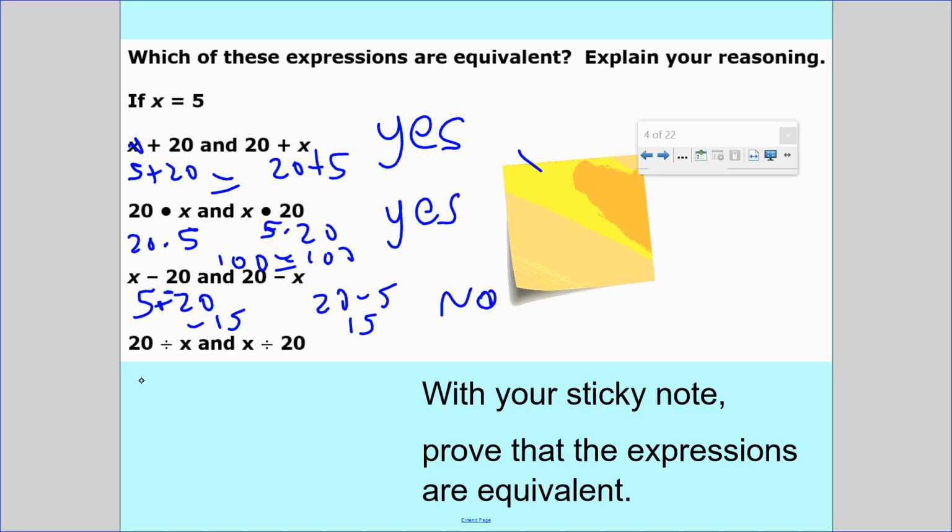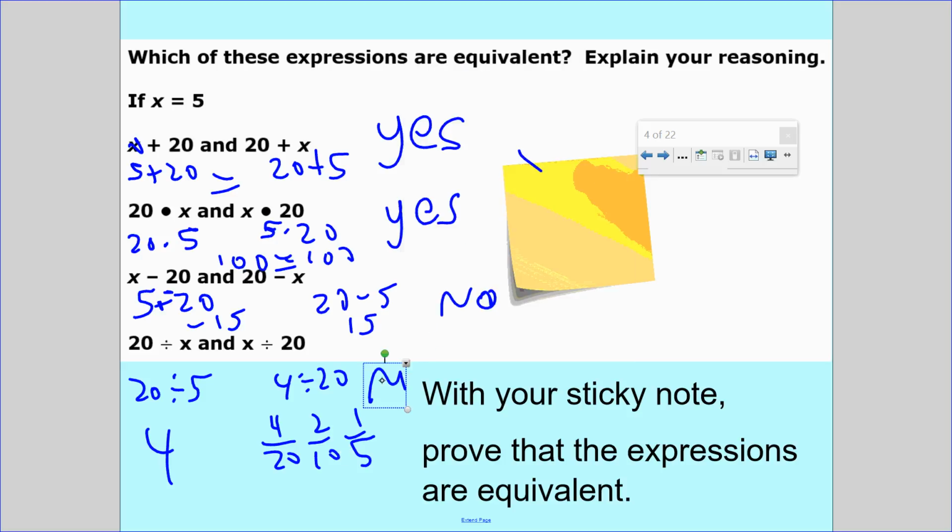What about division? 20 divided by 5 is 4. 5 divided by 20 is 2/10, or 1/5. Oh, I need to go redo that. They are not equivalent. So no. When you add or multiply, it does not matter about the order of the terms, but when you subtract and divide, it does matter.